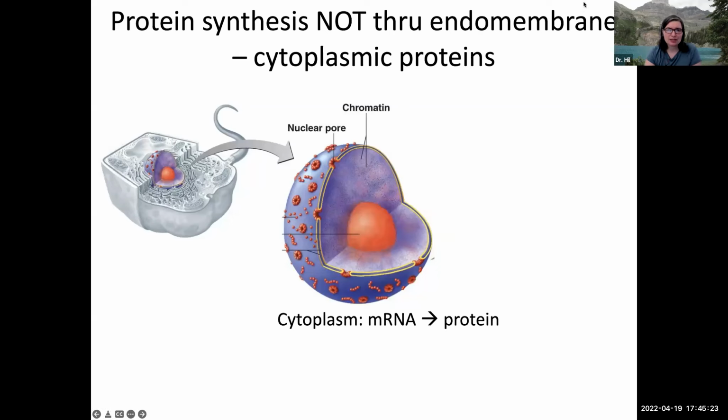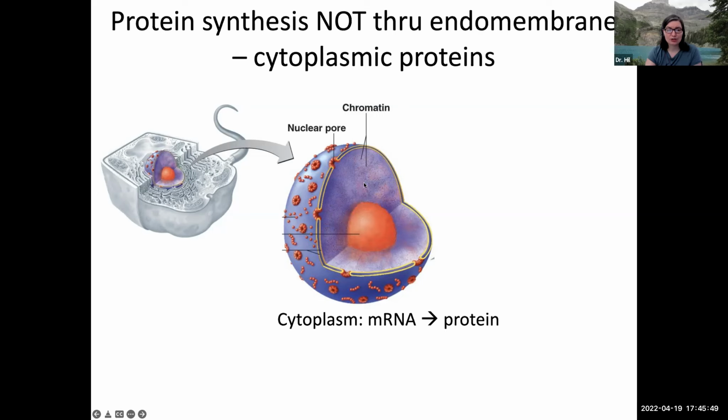So protein synthesis. When we talk about cytoplasmic proteins, what's involved? And by cytoplasmic proteins, I mean, here's the cell, proteins that are going to hang out for their whole life and do their job here inside the cytoplasm. Here's the nucleus. There's DNA. The DNA has genes in it. Let's suppose there's a gene over here for a glycolysis enzyme.